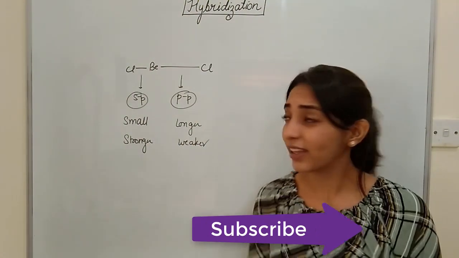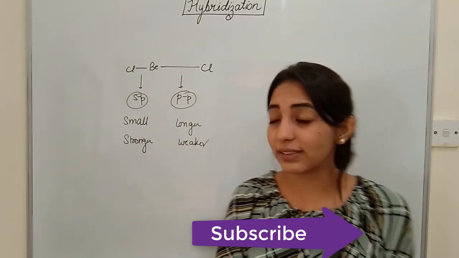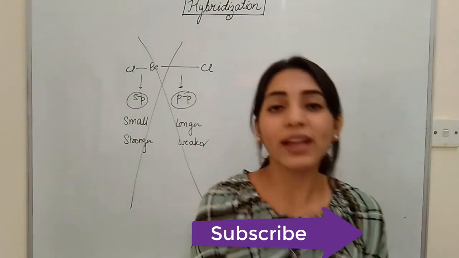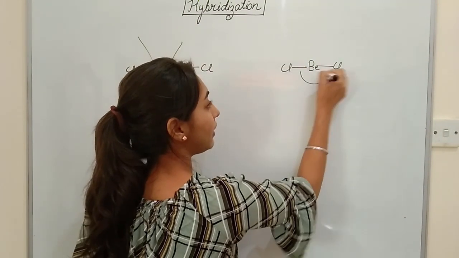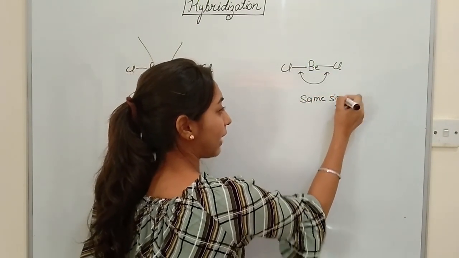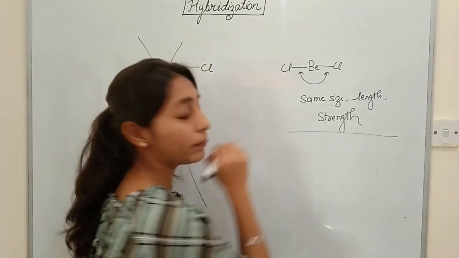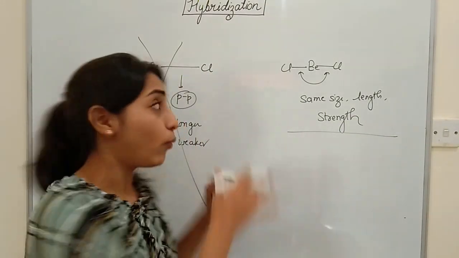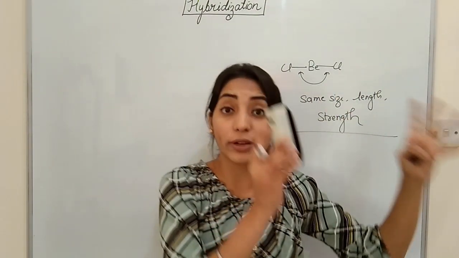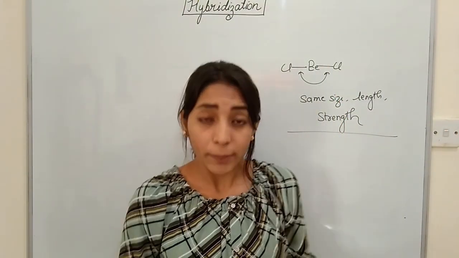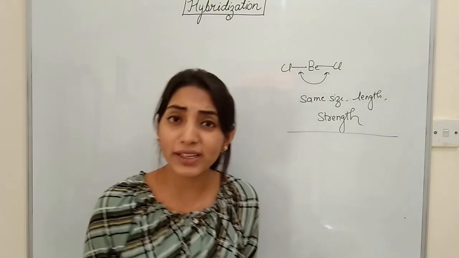Understood? But if you put BeCl2 in the spectroscopic system and try to study the bond length in BeCl2, you will be surprised to know that both the BeCl bonds are exactly the same in size, same in length, and at the same time the same in strength. Now what? Whatever we predicted till now told us that the two BeCl bonds should be different. One should be small, one should be longer, and I proved everything in front of you. But when you did the experiment, you got results which were surprising, totally different from what you predicted, right?